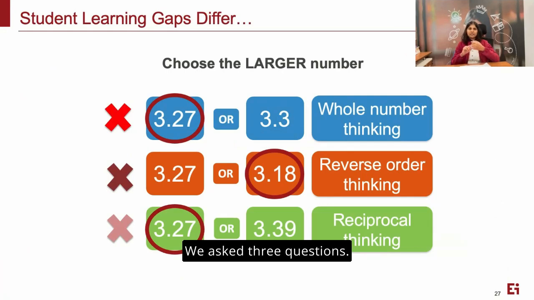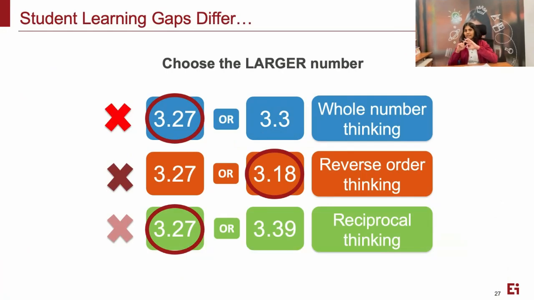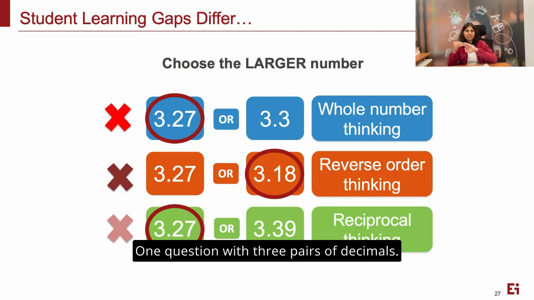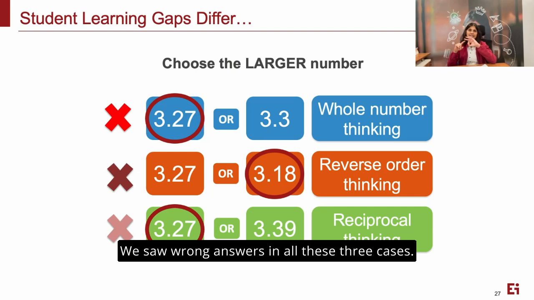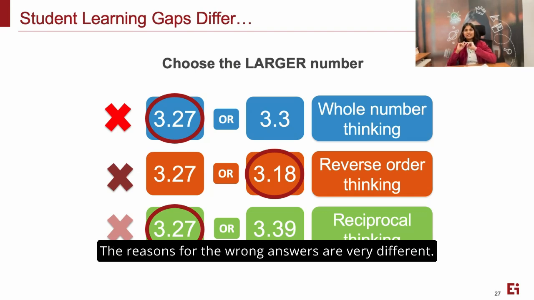Now, what we saw here is we asked 3 questions, right? Like one question with 3 pairs of decimals. The question was pretty simple. Choose a larger number, right? And we had 3 pairs of decimals. And in all these 3 cases, we saw wrong answers. But the reasons for the wrong answers are very different.